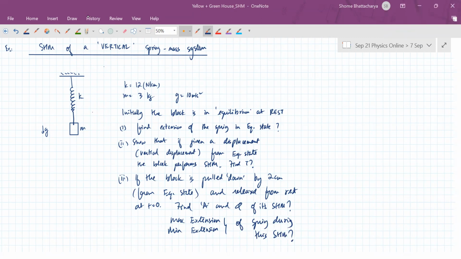to account for now is that at any instant on the block, there's a combination of two forces that is acting along the direction of SHM. There is spring force as well as mg. So you have to show that the net force, which is the vector sum of spring force and mg, the resultant force is going to be of that type, that it is going to be restorative. That is, it points to the mean position always, and it is directly proportional to displacement from mean position.